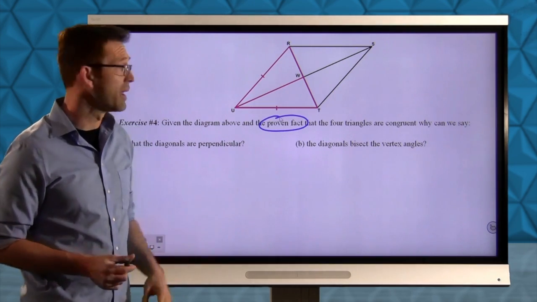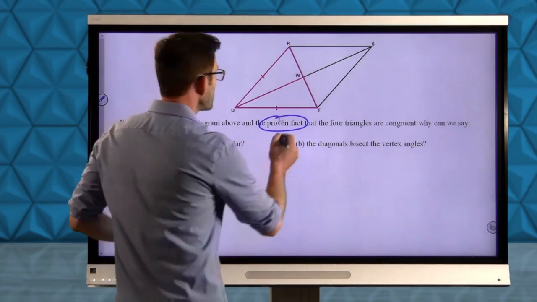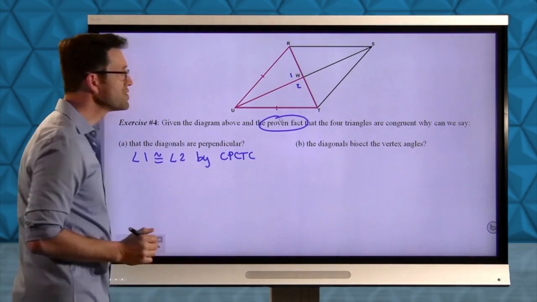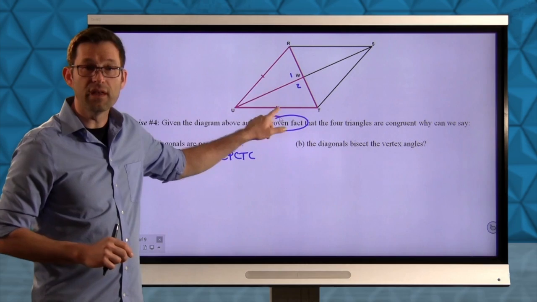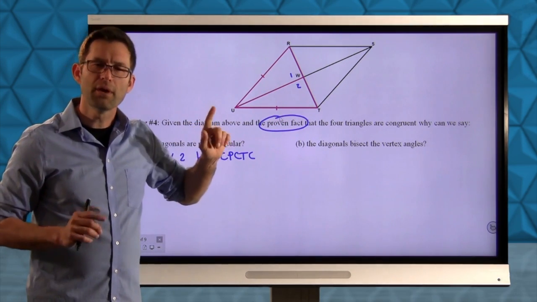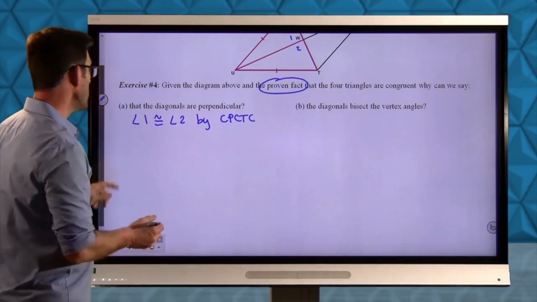All right, well, let's talk about it. Let's take a look at just these two triangles, okay? And in fact, let me call this angle 1, and let me call this angle 2 down here, right? Well, one thing I can say is angle 1 is congruent to angle 2 by CPCTC. Those are the corresponding angles on these two congruent triangles, right? That's a proven fact. But if you think about this, angle 1 and angle 2 must add up to 180.